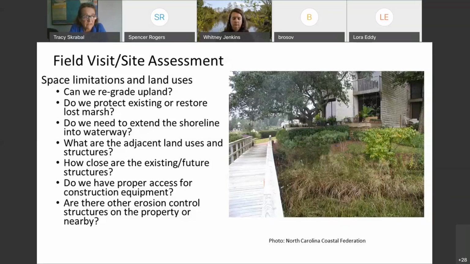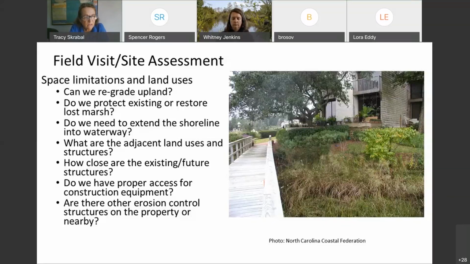Are we going to be protecting existing marsh grass if it's already there and we're just losing it at a rate that's not acceptable, or are we going to be restoring lost marsh? We do both of these fairly regularly with all of our living shoreline projects. So that's a question you need to ask. And again, I'm going to talk about the site on the right in just a minute.